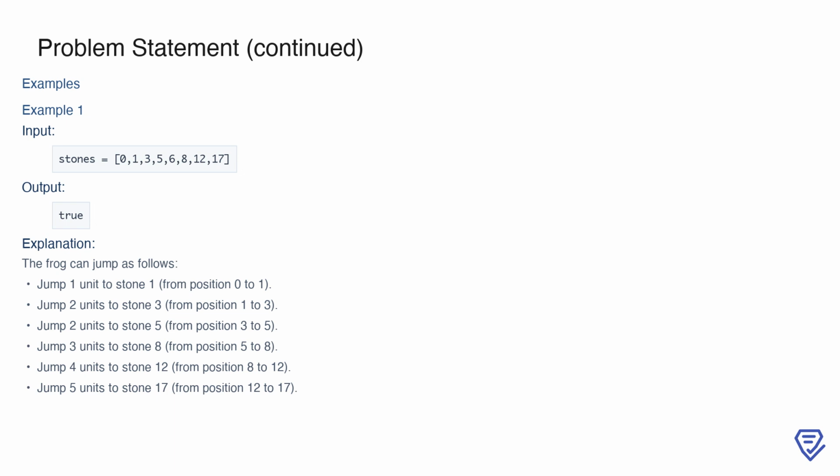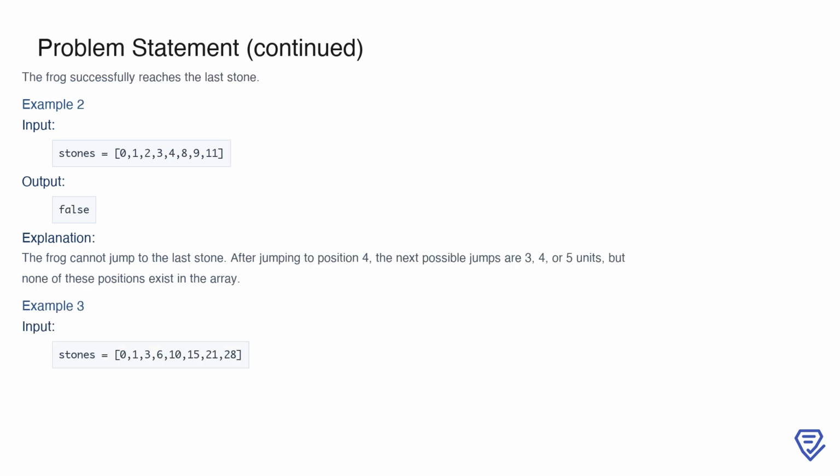Each jump is valid because the frog lands on a stone that exists in the array, and the distances follow the rule of k-1, k, or k+1. In contrast, consider another example with the input array 0, 1, 2, 3, 4, 8, 9, 11. This time, the output is false, meaning the frog cannot cross the river.